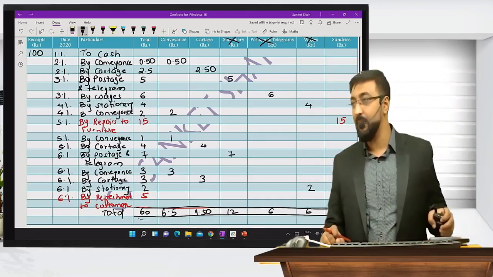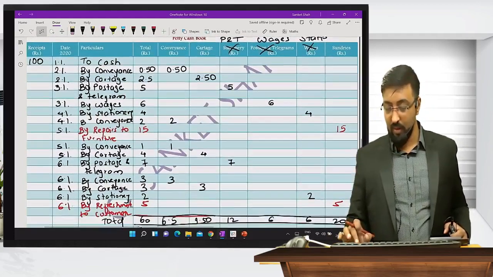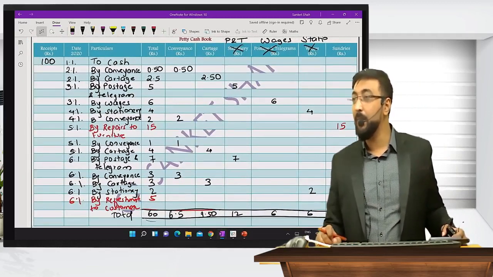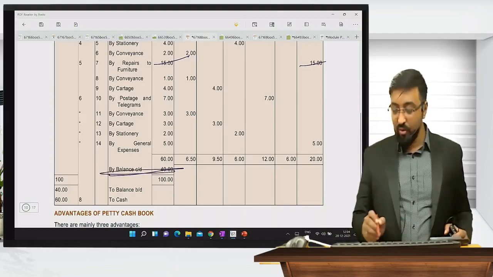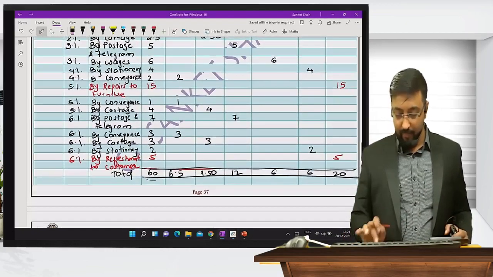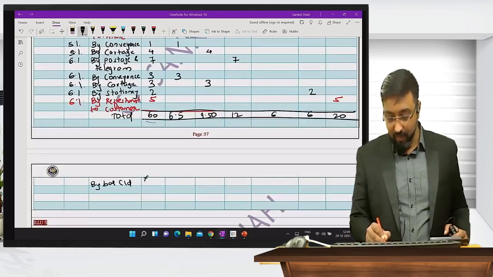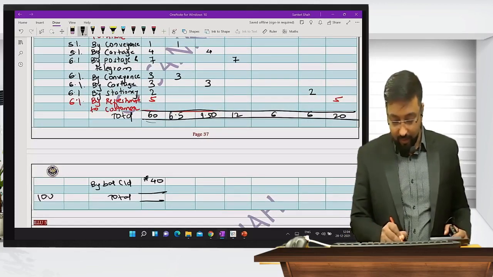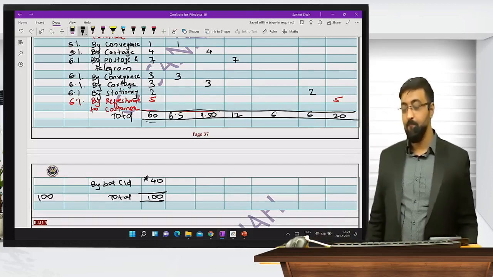Yes, 60. So, beta, now what is the balance that I left? I had 100 rupees in the beginning, and my cashier spent 60 rupees. So, by balance carried down, you can write below that 40 and take a total 100. So by balance carried down, it's a star mark 40 and total both sides 100, receipts 100 total. Over.